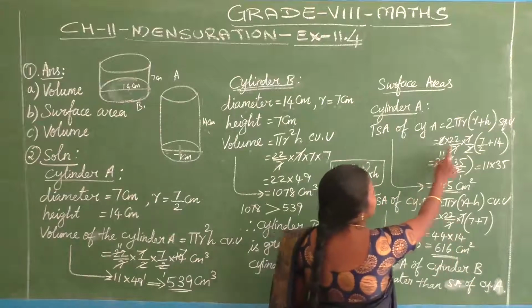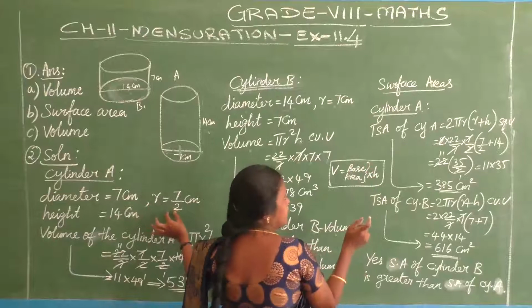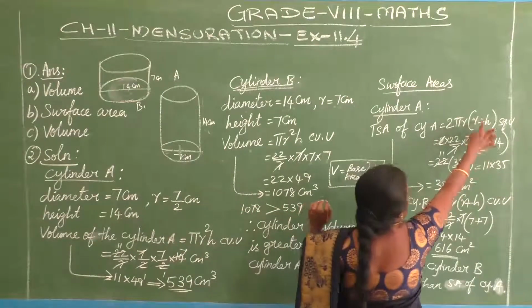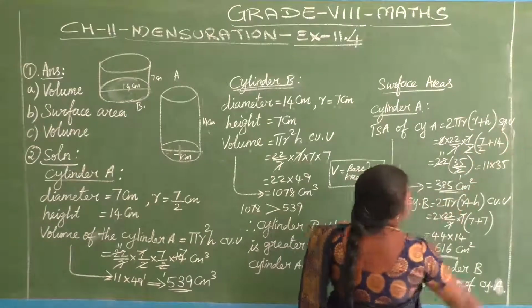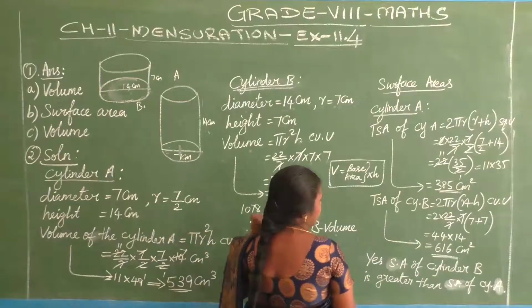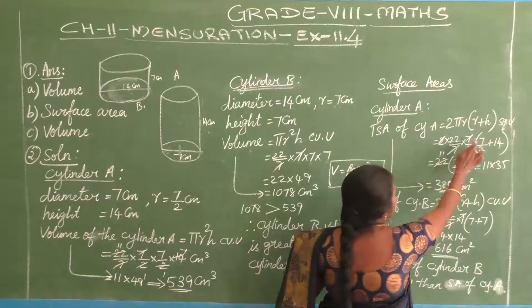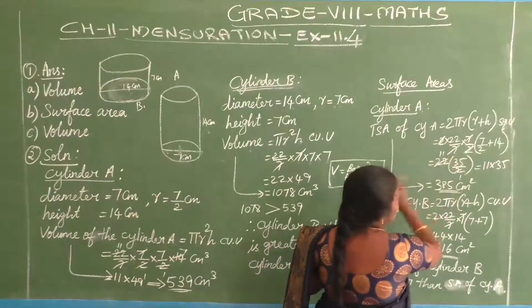So 2 into pi into, here cylinder A's radius is 7 by 2, no? So r is 7 by 2 into r plus h. r is 7 by 2 plus h is 14. Height is 14 centimeter. If you simplify, this 2 will be cancelled, this 7 will be cancelled, and the remainder is 22 outside.